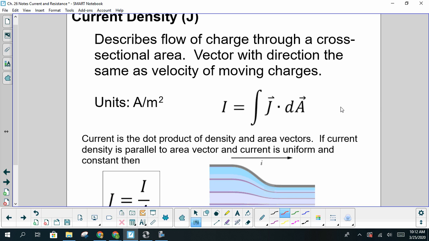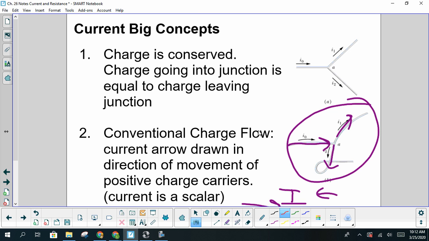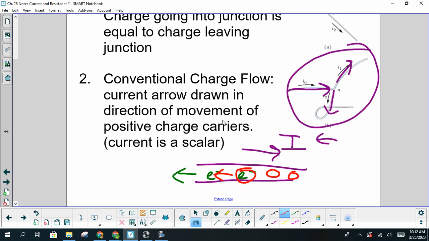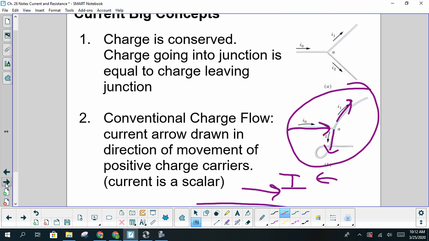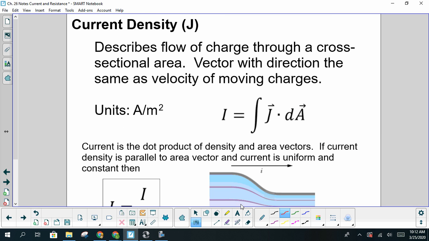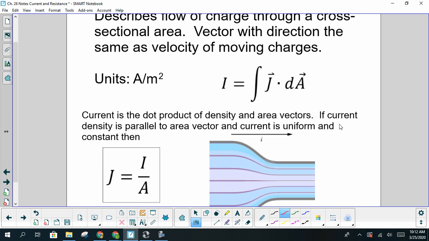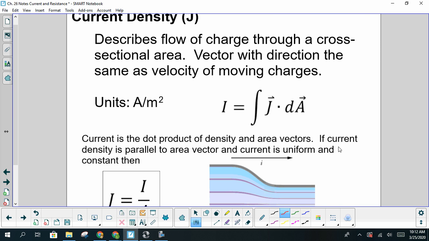So over here, we're like, yeah, we're just gonna talk about positive charge carriers, and we're gonna do conventional. And then over here, we're like, oh, just kidding. We are going to talk about the direction of moving charges and the velocity of moving charges. But we can still do that in terms of positive charge carriers, right? And I would have you do that and think about it that way.